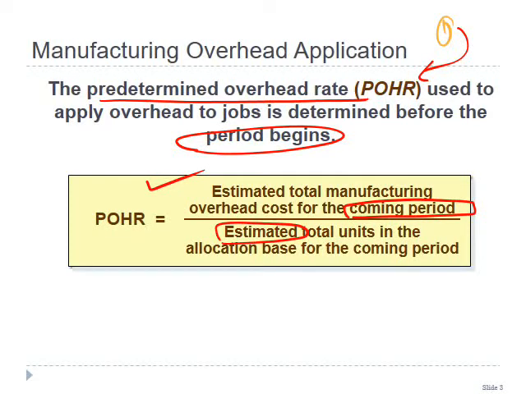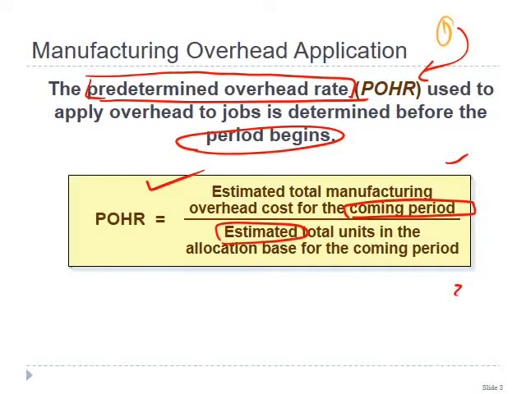Estimated. So the idea is that before the job is taken or completed, we estimate how much cost will be incurred at the time when the job is done, and how much total units of allocation base will be used to complete it. We just divide it and we call that POHR, which is called the predetermined overhead rate.